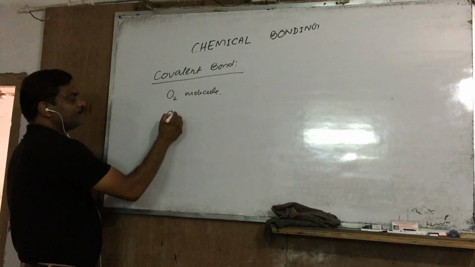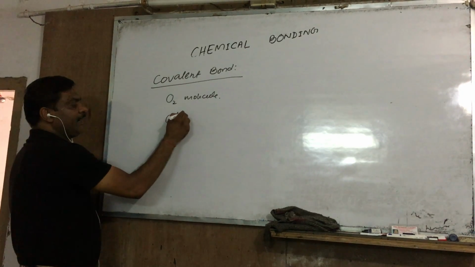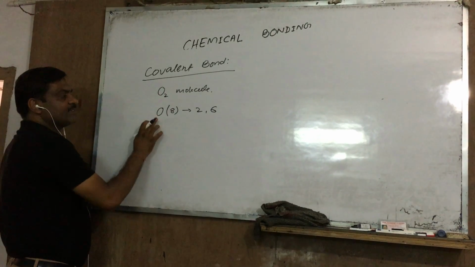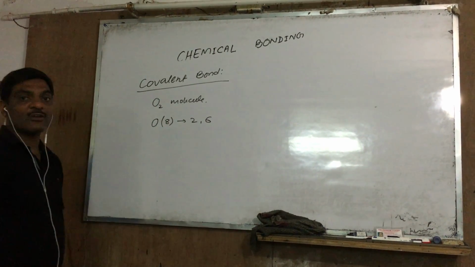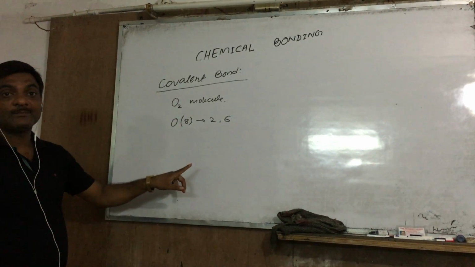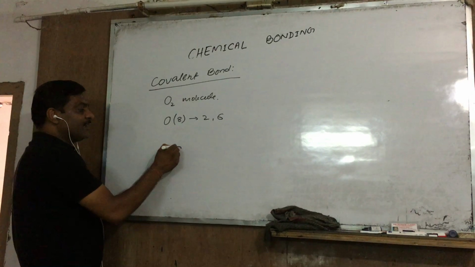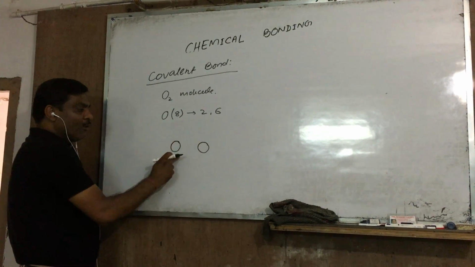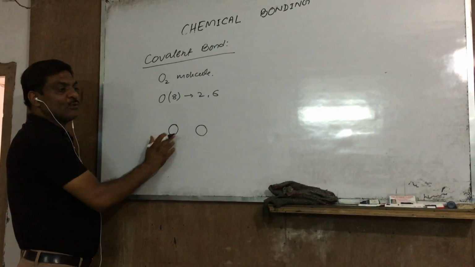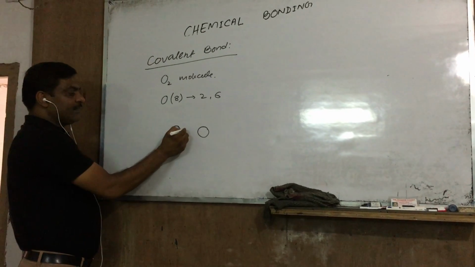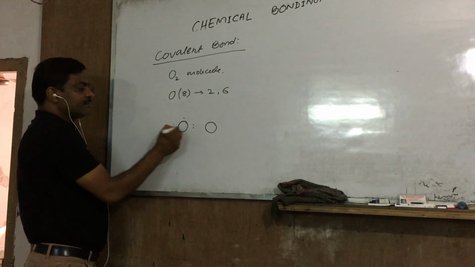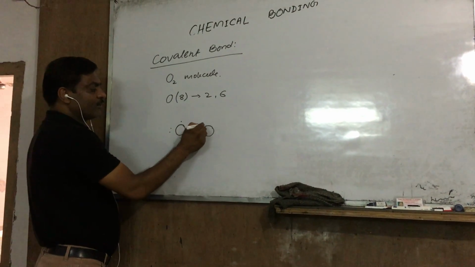Oxygen atom has atomic number 8 and the configuration is 2, 6. So oxygen has only 6 electrons in its outermost orbit. It will require 2 electrons more for its stability. So both these oxygen atoms have the tendency to gain electrons, no one is in the position to lose electrons. This atom has 6 electrons in its outermost orbit, and this atom also has 6 electrons in its outermost orbit.